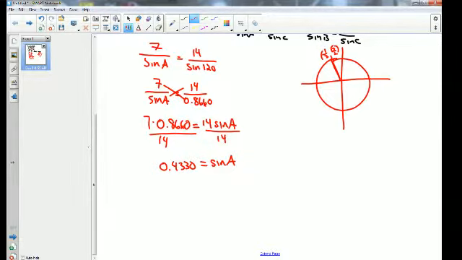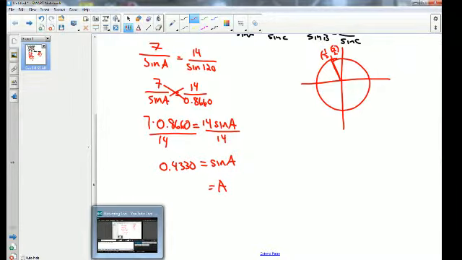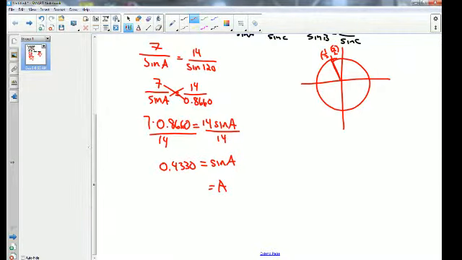Okay. How do I solve for A? Well, how do I move this, remember? Yeah, sine inverse. We do inverse of sine, sine to the negative 1. Okay, so what is that? That I don't have memorized? It's 25.6580.